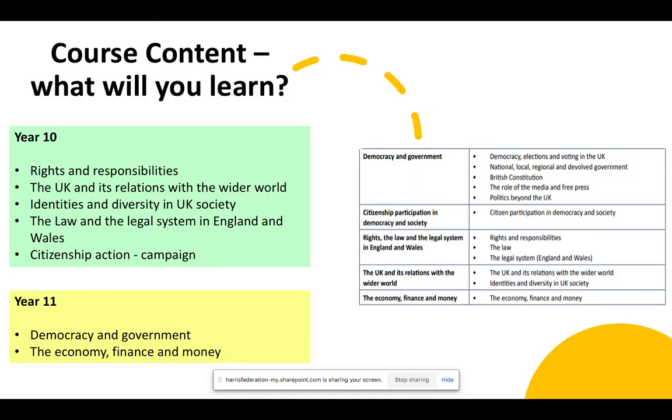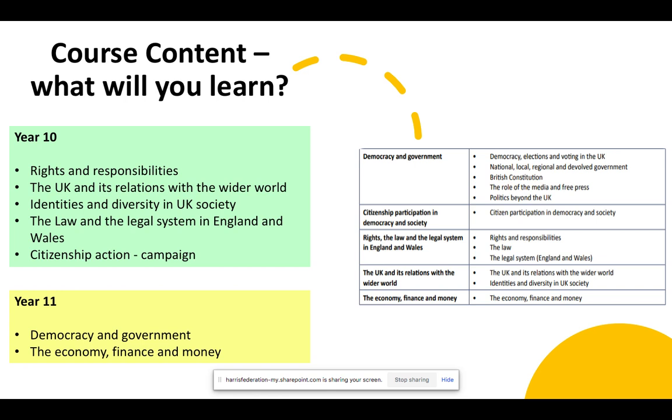So, what will you learn? The qualification comprises three interrelated components. These include Citizenship in Perspective, Citizenship in Action, and Our Rights, Our Society, and Our World. Each component allows you to understand what it means to be a citizen in today's society in a practical way. This course is split into four key sections. Section 1 is the rights, the law, and the legal system in England and Wales. Section 2 is democracy and government. Section 3 is the UK and the wider world. And Section 4 is citizenship action.